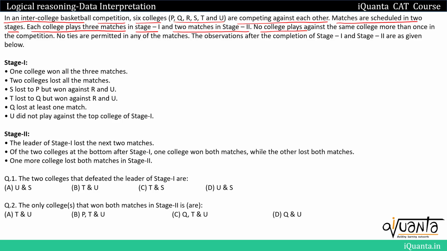No college plays against the same college more than once in the competition. Then no ties are permitted in any of the matches. The observations after the completion of stage 1 and stage 2 are as given below.